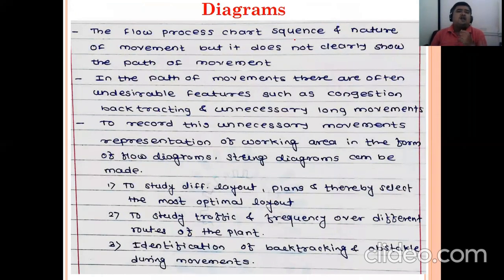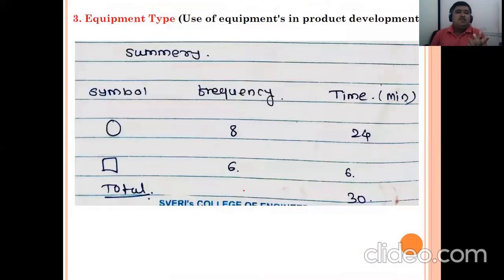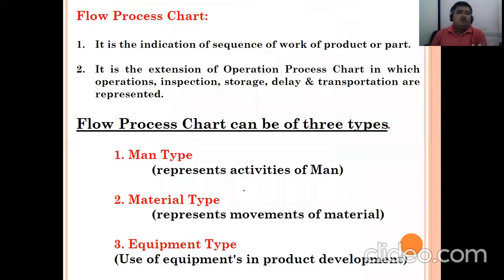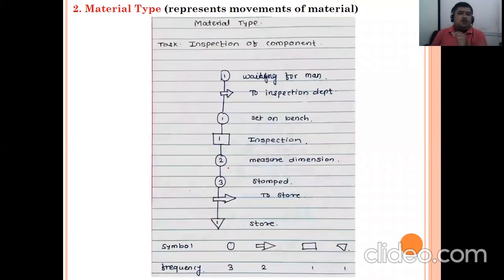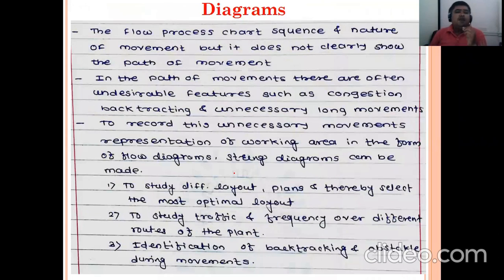The flow process chart shows the sequence and nature of the movement, but it does not clearly show the path of movement. So what is written here in the flow process chart? Sequence and nature of movement is there. If I go to that chart, see here, the flow process chart, it is of 3 types. Here movement is shown: receiving goods, inspection department to store. Just an arrow is shown, but it doesn't show the clear path from which department to which department.